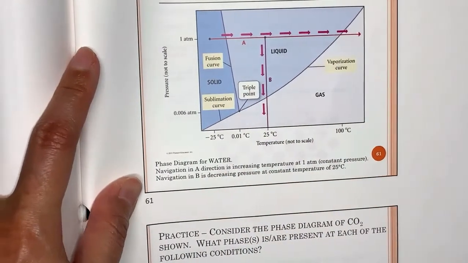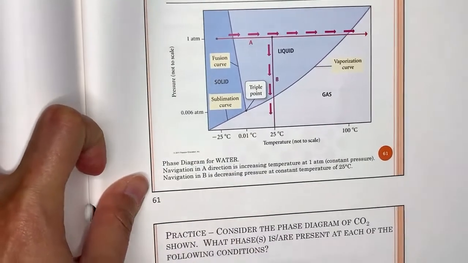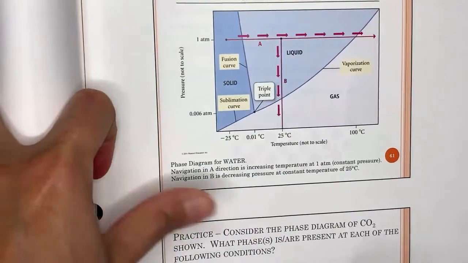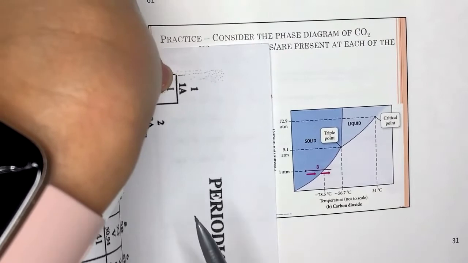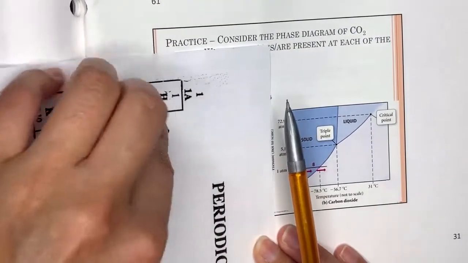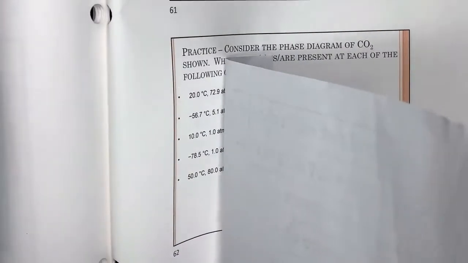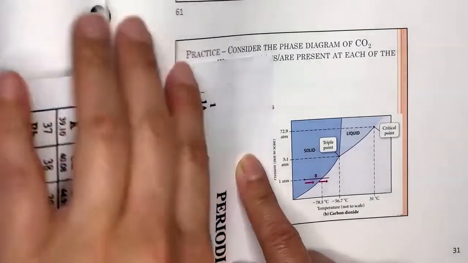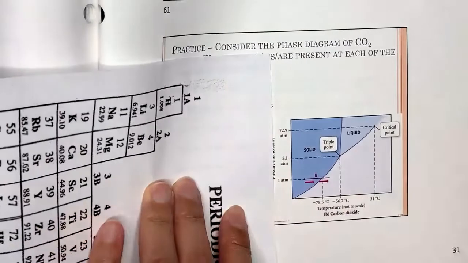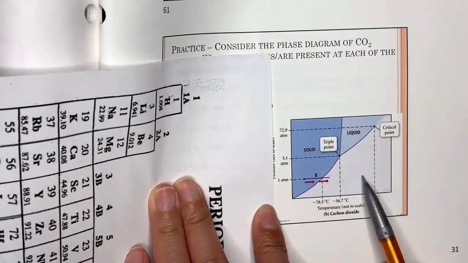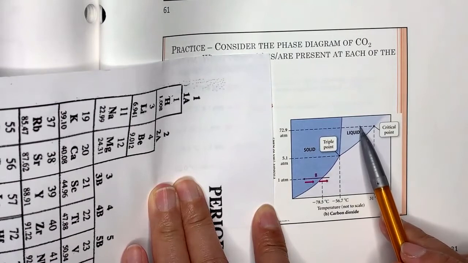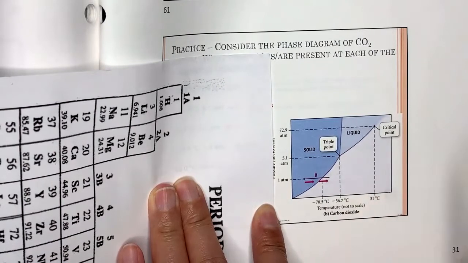Now, I want to show you, this is where it gets difficult. I'm going to show you this picture here, and I'm going to ask you what phase it is by reading what's underneath and covered. The first one is 20 degrees Celsius, 72.9 atm. So where's 20 degrees? Somewhere here, and 72.9 is somewhere in this region, right? So what phase is that? It's going to be liquid phase.